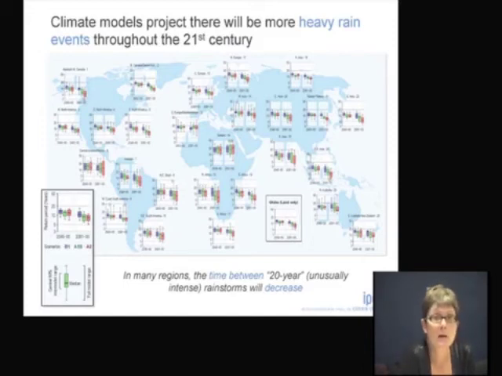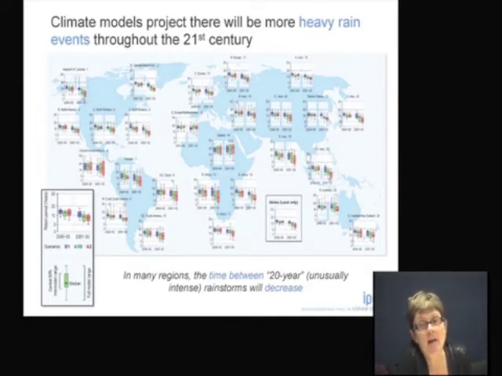So again, we're looking at heavy rainfall events with a 20-year return period, and we're seeing increases in the frequency of these events, particularly at high latitudes and in tropical regions. So over large parts of the globe, what's currently a 1 in 20-year event is projected to occur every 1 in 5 or 15 years by the end of the century.